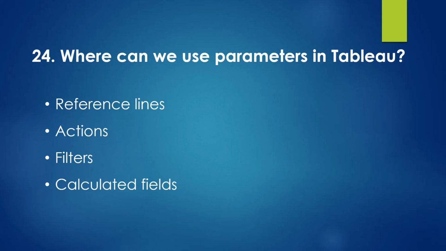Where can we use parameters in Tableau? Parameters mainly are used in four different situations. We have reference lines, for example, which can be a horizontal or a vertical reference line. We have actions, we have filters, and calculated fields.